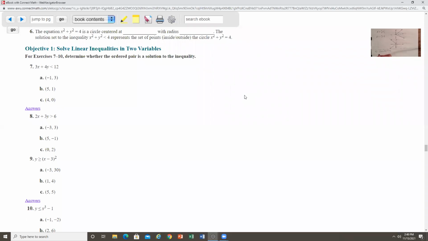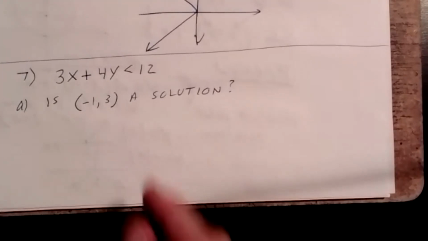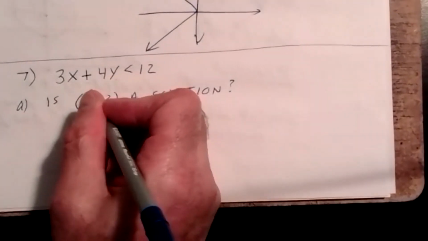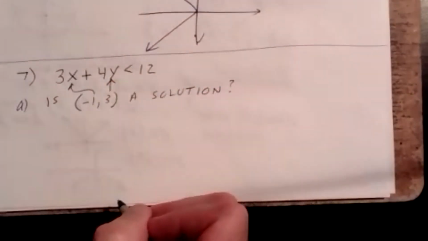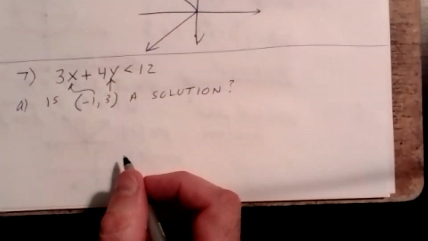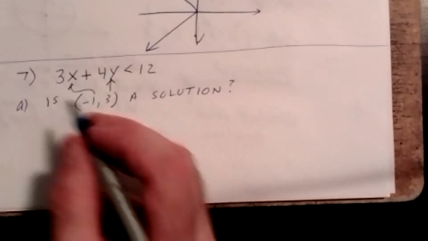A solution to this inequality is going to be an ordered pair that satisfies this inequality. The first one they want you to check is the ordered pair -1, 3. So they're asking us, is -1, 3 a solution to this inequality? To answer that question, all we have to do is verify. In for the x variable goes the x coordinate. In for the y variable, we substitute the y coordinate of the ordered pair, and then we verify. Do we get a true or false statement here?